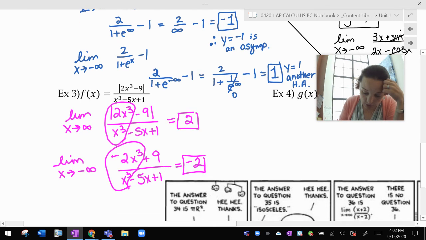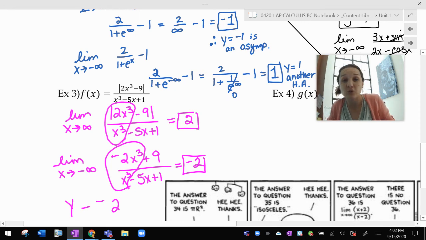So we have asymptotes at y equals plus or minus 2. Oh, come on, OneNote. It's doing that thing again. Things disappear. That should say plus or minus 2. Write it down.